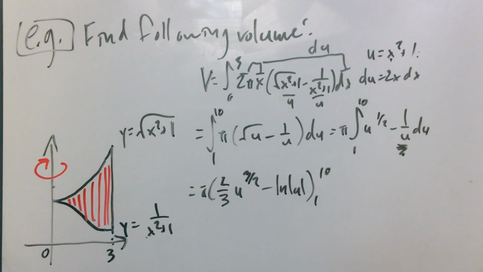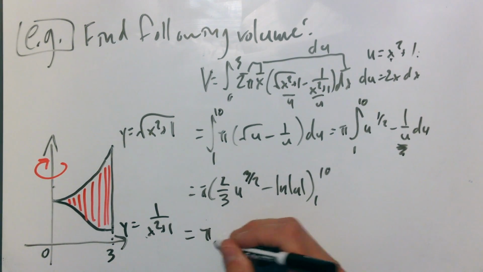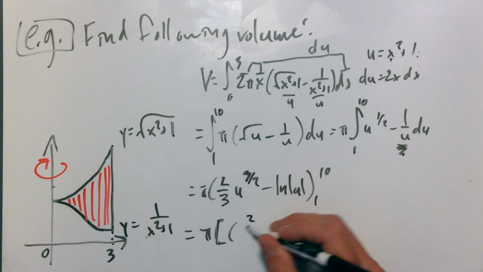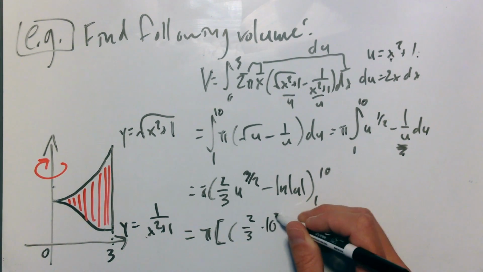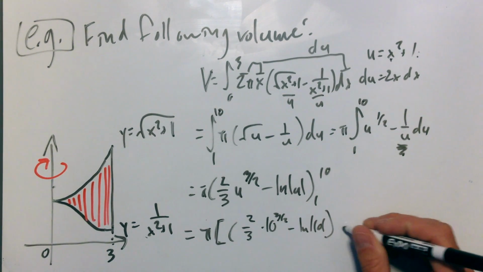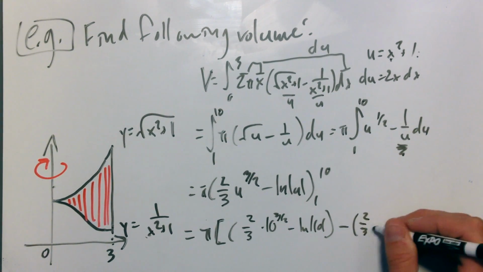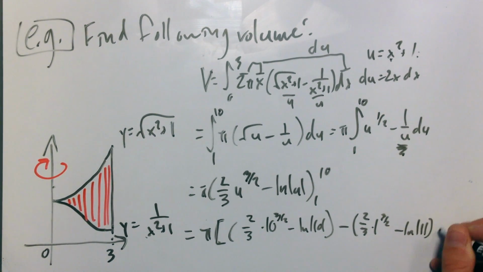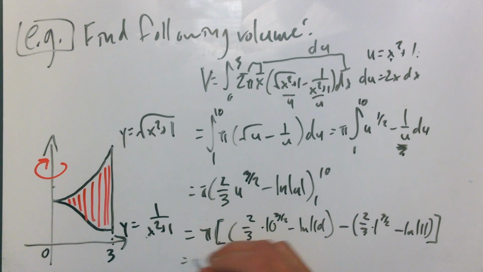And this is going from 1 to 10. And then this becomes pi of, let's see, 2/3 times 10 to the 3/2 minus the natural log of 10, minus 2/3 of 1 to the 3/2 minus the natural log of 1. And at the end of the day, this is just going to be some weird looking number.